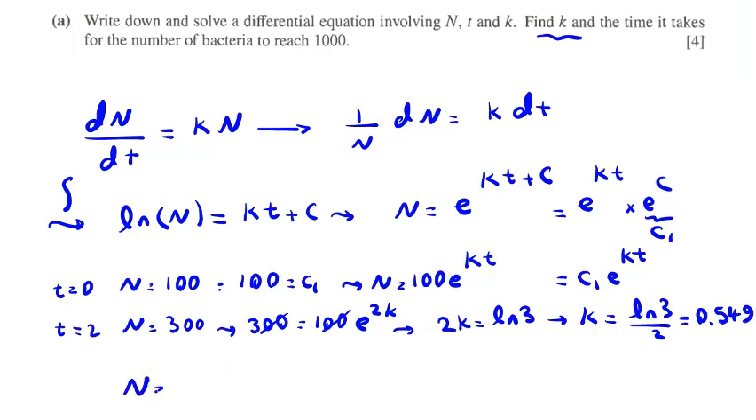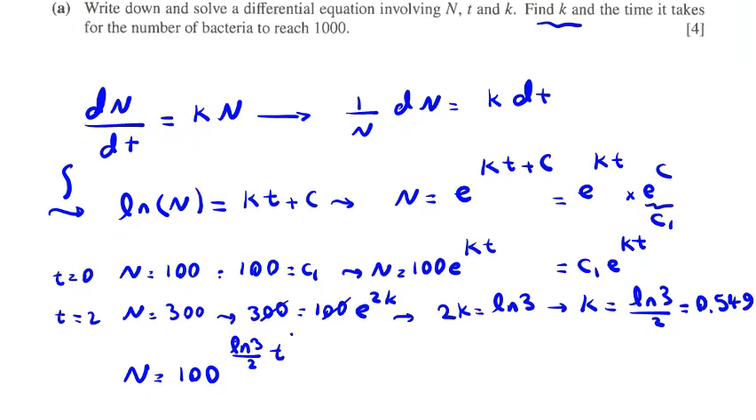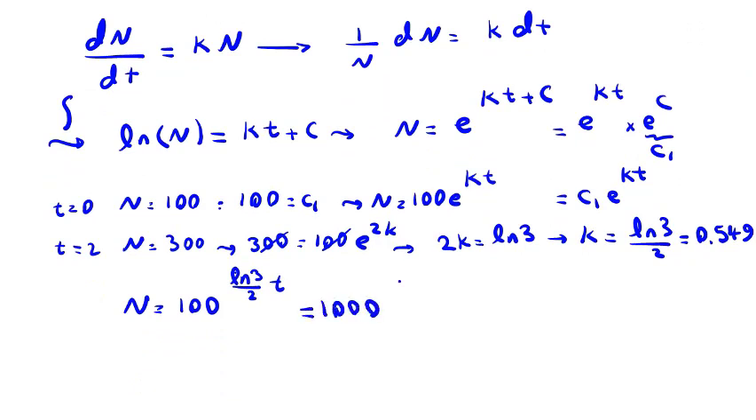and N will be what? 100 e to the power of kt. K is this, so you can say it's e^kt or e to the power of ln 3 over 2 times t. And so the time it takes for the number of bacteria to reach 1000. So if we consider it is 1000, so one answer was this. Next answer, we consider this one. Then we say, okay, if we consider ln from both, it is e to the power of this. And if we divide both sides by 100, then it will be what?